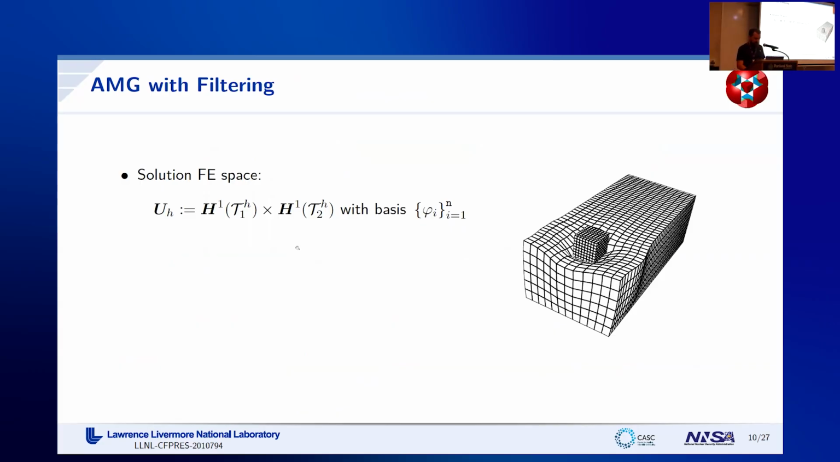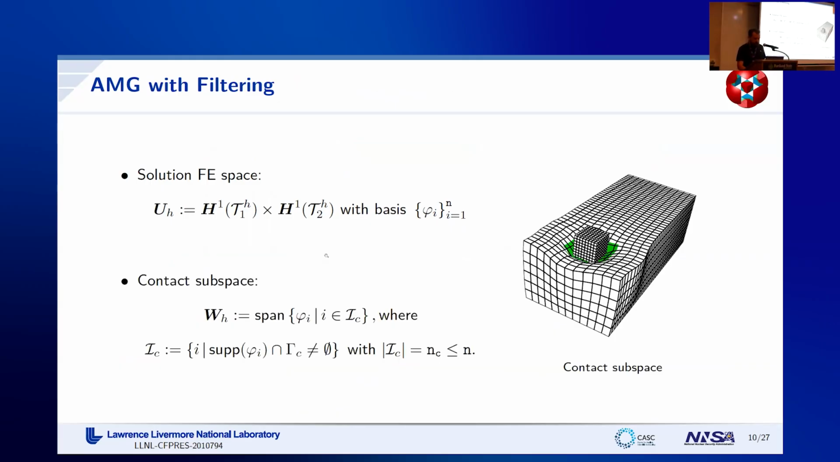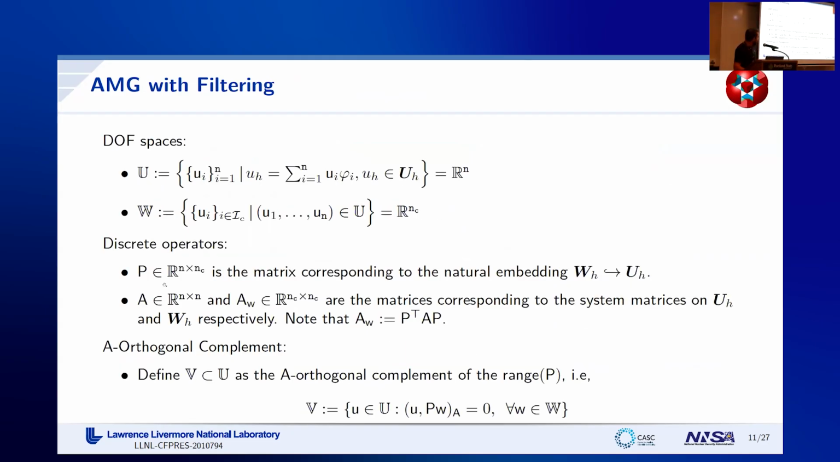So if UH is my solution space, let's say I have two bodies now. Again, it could be more than two. And consider the basis. The contact subspace is really the dots that you see there, on the touching surface. So we define WH to be the span of those shape functions that have support in that area, and we define U and W as the corresponding discrete coefficient spaces.